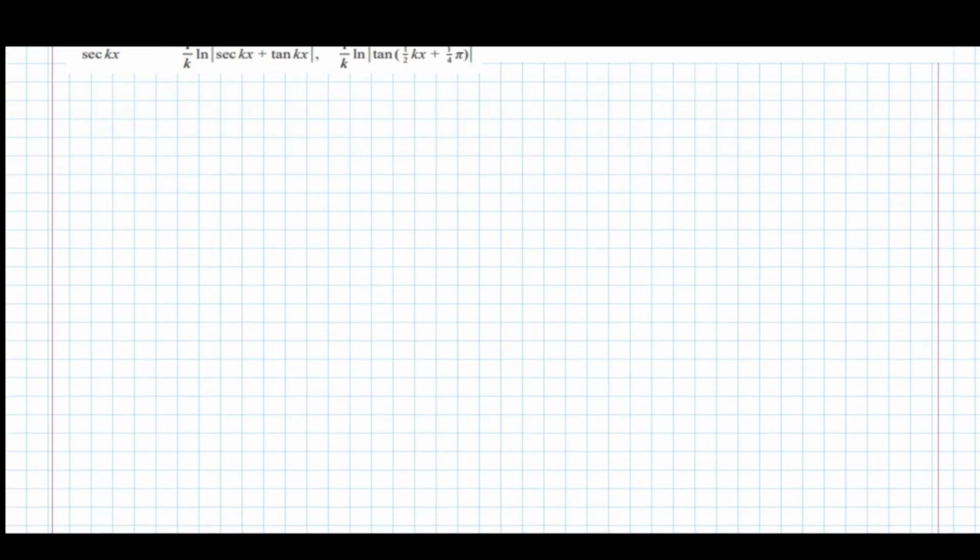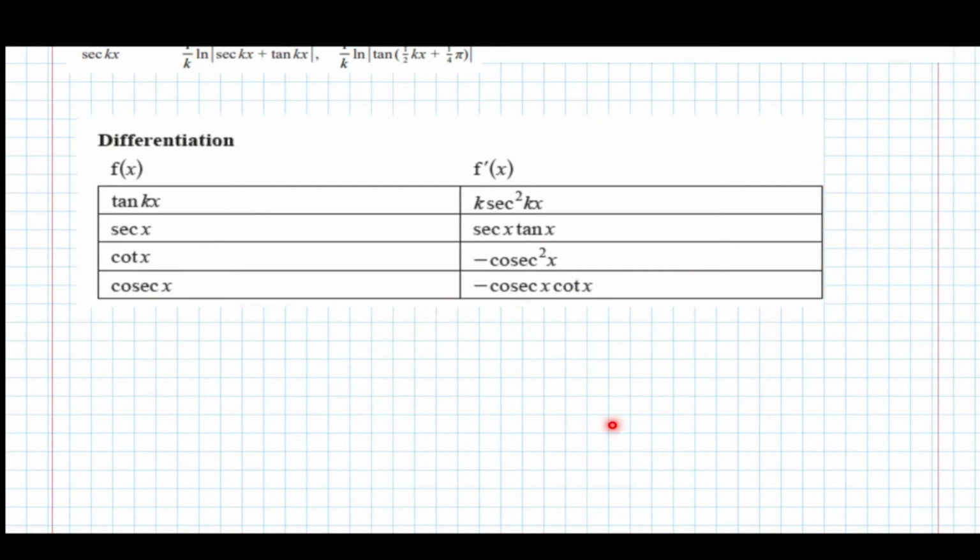When it comes to OCR's formula booklet, we'll see that's a bit stingy in what it gives you. It doesn't even give you any of the trig integrals. So we're expected to be able to use these tables of differentials in order to derive the integrals. So we know that the integral of sec squared x is tan x. The integral of sec x tan x is sec x. The integral of minus cosec squared x is cot x, or we can derive from that the integral of cosec squared x is minus cot x, and likewise for this one here. So we're expected to be able just to use that in order to derive the different integrals.